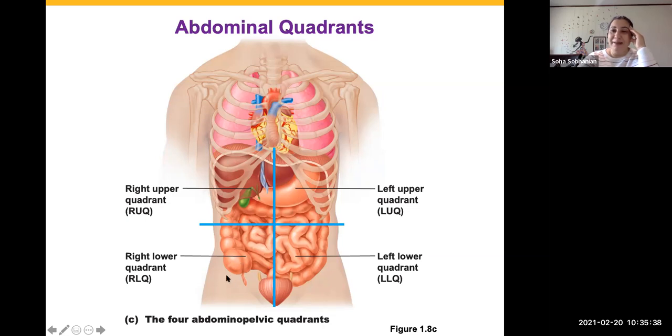Anyways, anybody knows what this little tiny thing hanging right here is? Appendix. Good job, guys. So right lower quadrant. When you have local pain on the right lower quadrant, the most common diagnosis is appendicitis, right? Appendicitis is basically when you have an inflammatory response because of viral or bacterial infection of the appendix.